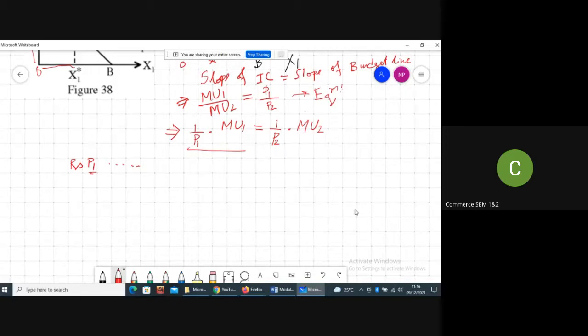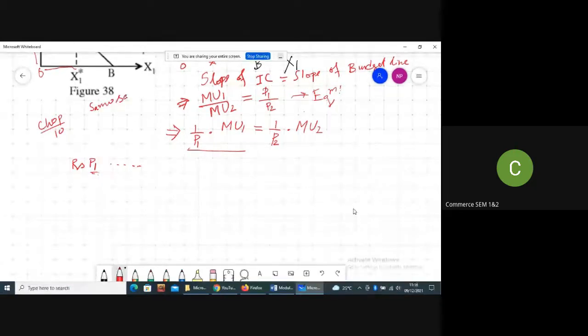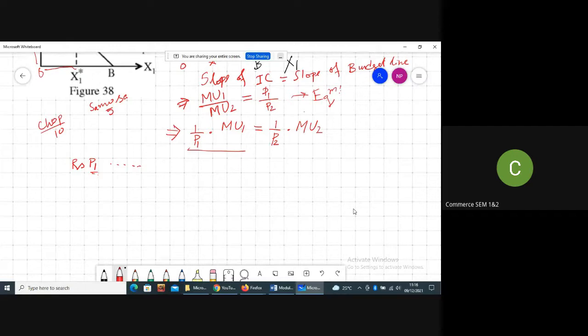Let us come back to our original example. Say the price of a chop is 10 rupees and a samosa is 5 rupees. Now I'm asking you, if you spend 10 rupees on a chop, how many units of chop can you purchase?